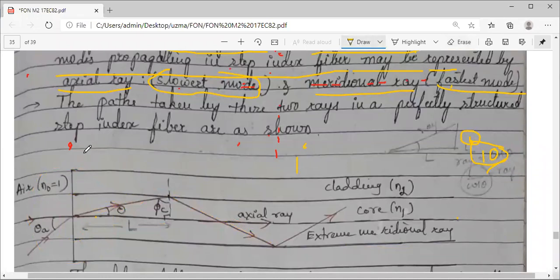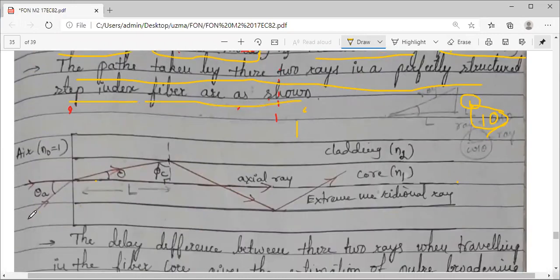Let me show you the figure. The paths taken by these two rays in a perfectly structured step index fiber are as shown. So from some optical source, a ray is launched, and some refraction occurs here. This is your angle of incidence. Here, what will happen? Total internal reflection. Okay, this is one ray. And there is one more ray that travels through different modes. So there is one more ray here, that is the axial ray. And this is your critical angle phi c.